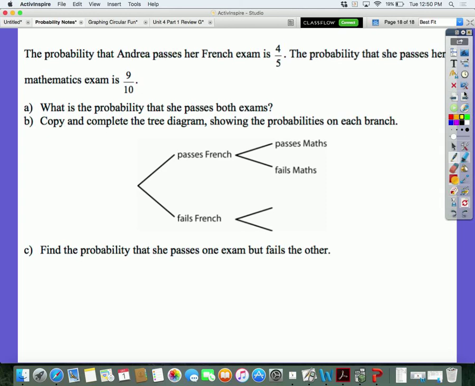How will we figure this out? The probability that she passes both exams? What am I going to use to figure this out?